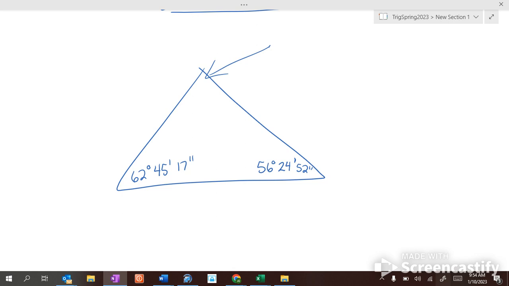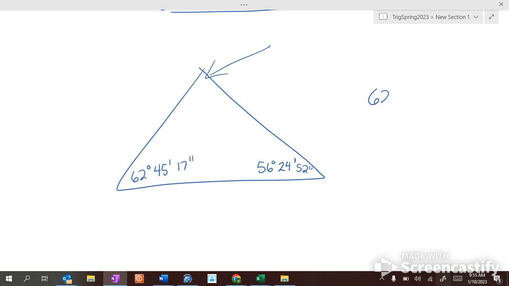Well, what do you think we should do first? No, we're not going to convert it to decimals. I want it exact degrees, minutes, seconds. And when you convert, you're rounding. So, no, we're not going to do it that way. But nice try. What do you think we do? If this was 40 degrees and 70 degrees, what would we do? Add them up and subtract from 180. So let's add them up.